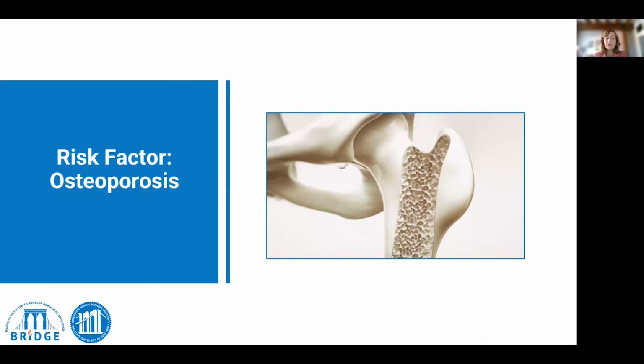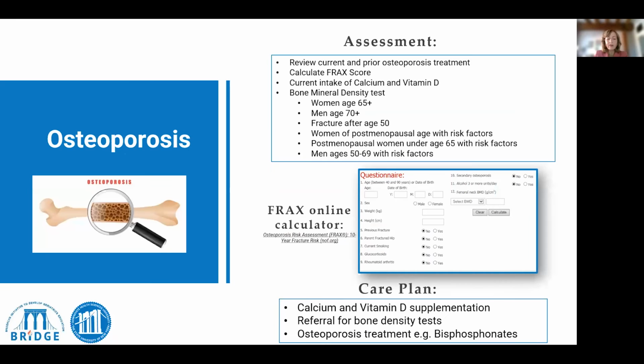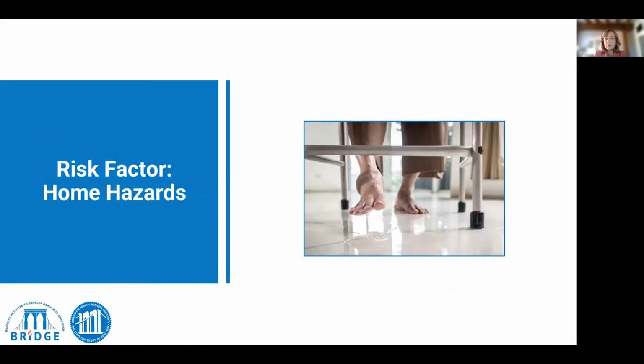So osteoporosis and osteopenia also place people at risk for falls. And so as part of your assessment, you review the FRAX score. You can calculate a FRAX score. This can be done easily. There's many tools that will help you do this online.